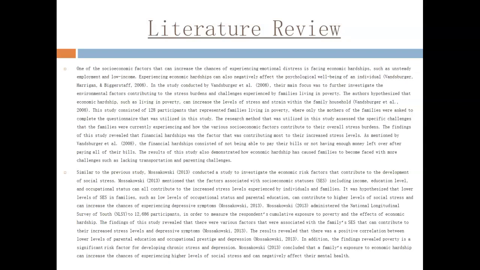The results reveal that there is a positive correlation between lower levels of parental education and occupational prestige and depression. In addition, the findings revealed poverty is a significant risk factor for developing chronic stress and depression. Mostakowski concluded that a family's exposure to economic hardship can increase the chances of experiencing higher levels of social stress and can negatively affect their mental health.